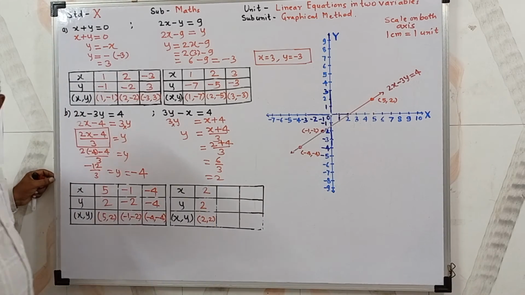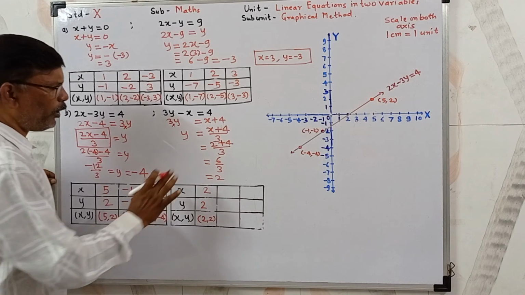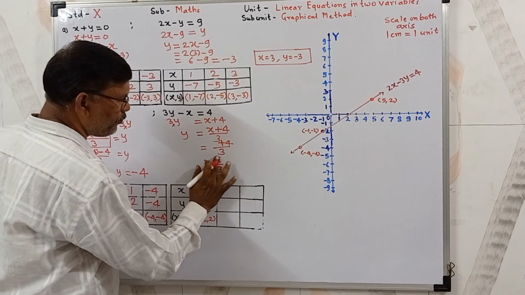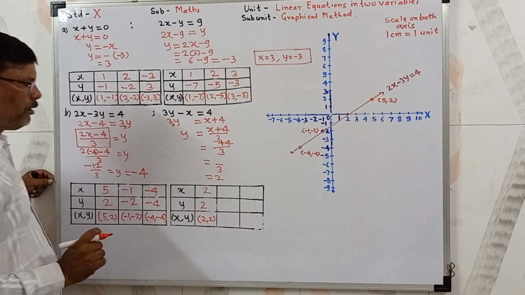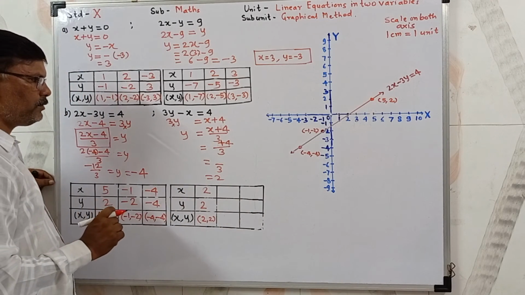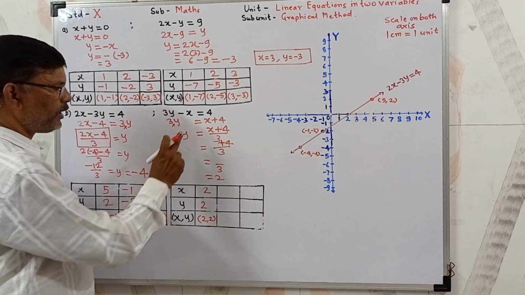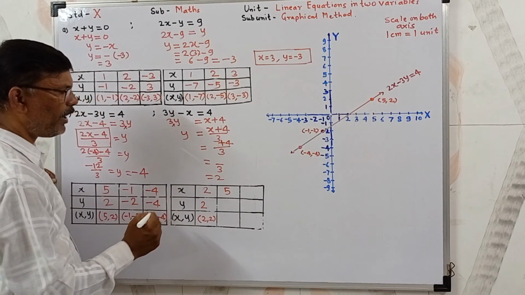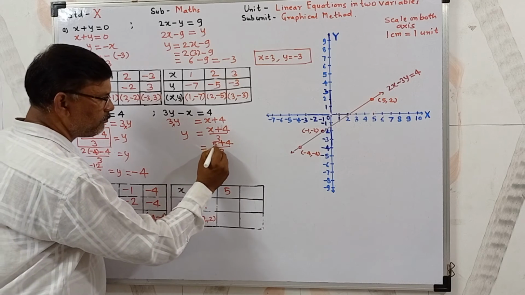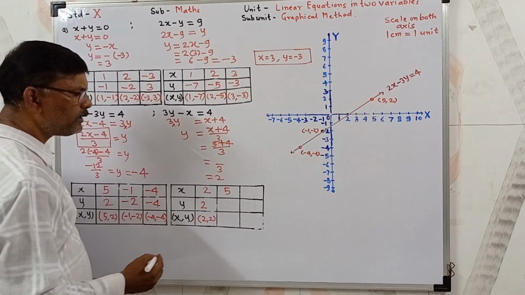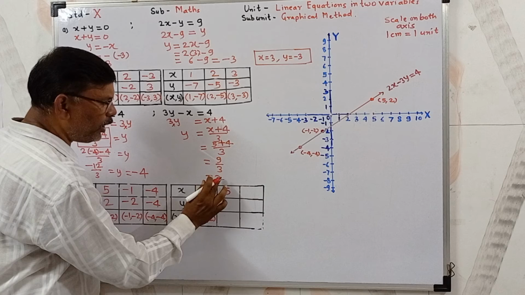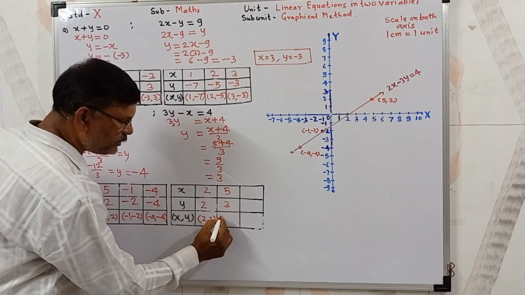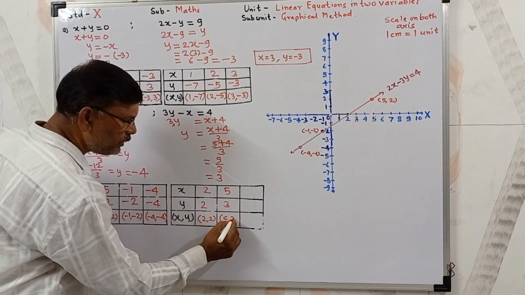Understood? Then the next point, listen here. When we put the value of x as 5, then 5 plus 4 is 9, 9 upon 3 is equal to 3. So the point is 5, 3.